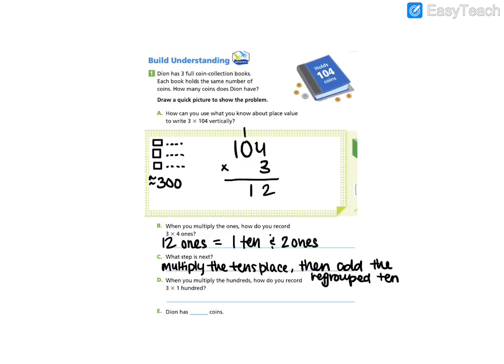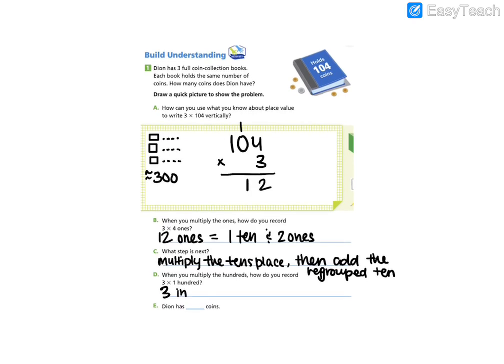All right, and then finally, letter D, when you multiply the hundreds, how do you record 3 times 100? Well, we have a 3 in the hundreds column. We didn't have anything regrouped from the tens. So we just do our 3 times our 100, which will give us 312. So how many coins does Dion have? Dion will end with 312 coins when he empties them all out of his coin collection books.